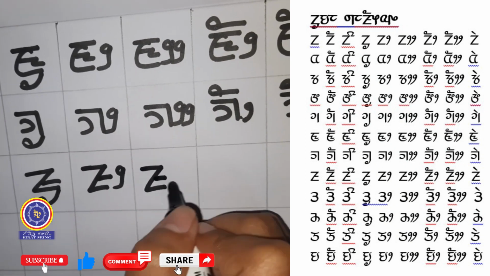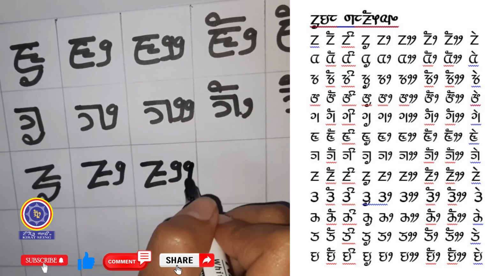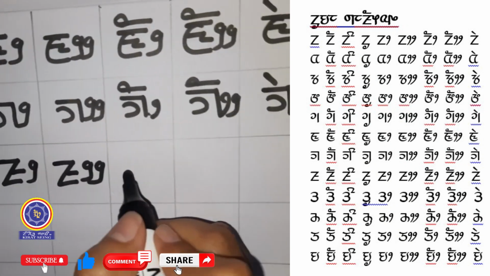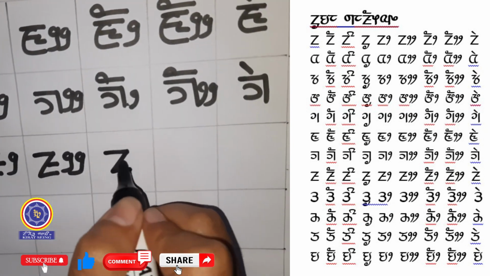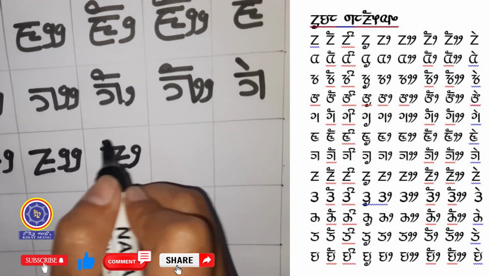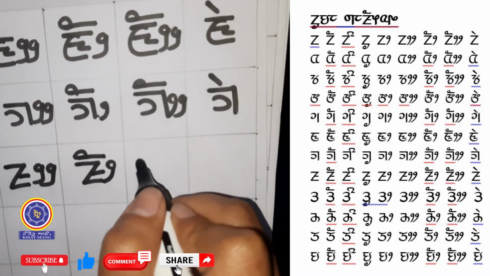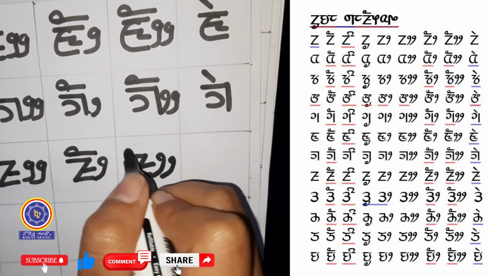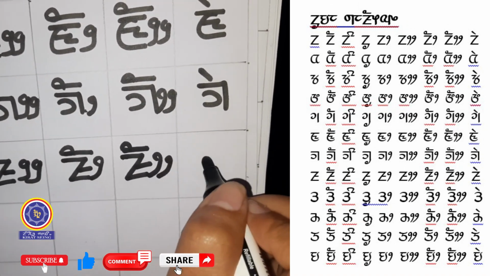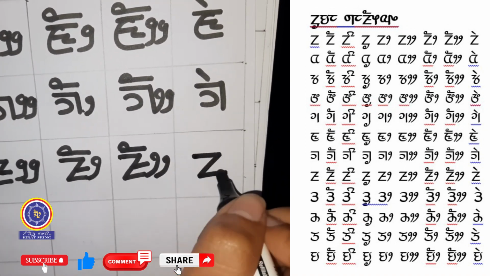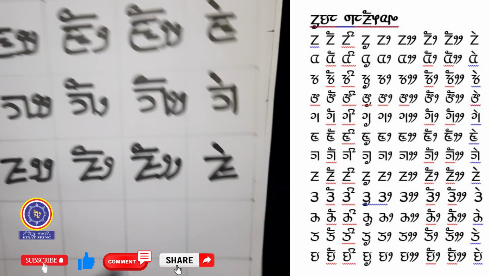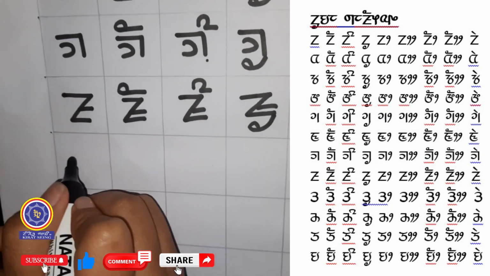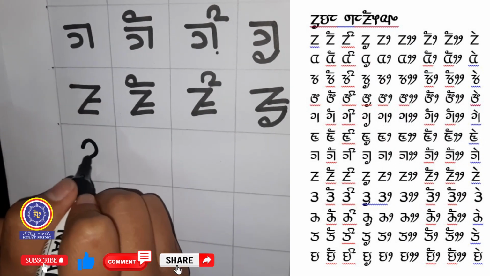And write No and add Ainu, No Ainu Nai. And then No and add Tumbo, No Tumbo No. And then write No and add Tummo, No Tummo No. And then the last is No Peta Ne. And next letter is Tok Nam To.